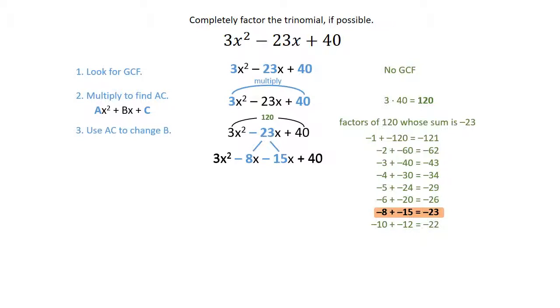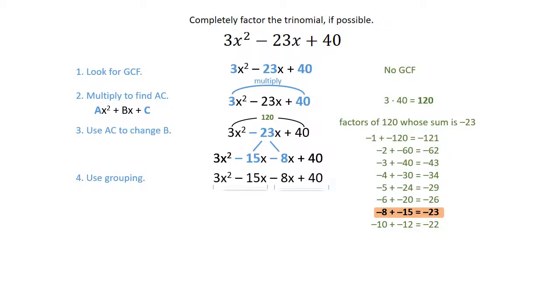The next thing we're going to do is group. Well, the 3 and 8 don't really go together, even though the 15 and 40 are okay. Let's swap those and put the 15 with the 3 and the 8 with the 40. So now we've got some factoring that we can do when we group. So the next thing we're going to do is use grouping to finish factoring this expression.